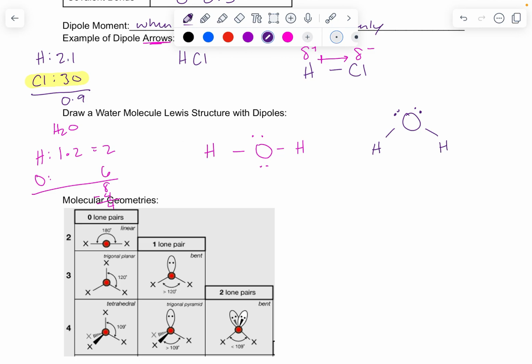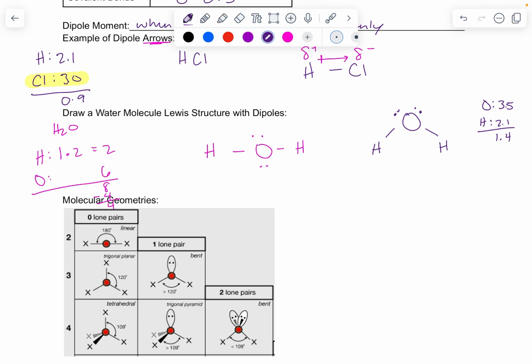Okay, now let's go ahead and add our dipoles. So which one of these is the most electronegative? That's what we need to find out. So let's do our electronegativity over here. Oxygen has an electronegativity of 3.5. Hydrogen has an electronegativity of, what did we say, 2.1. So my difference is 1.4. That's really high, all right? So I want you to note that. This is a polar bond. It's a very high polar bond.